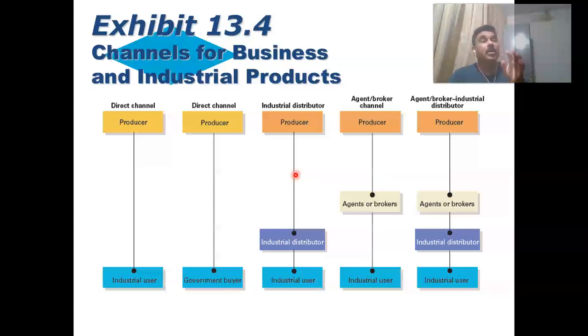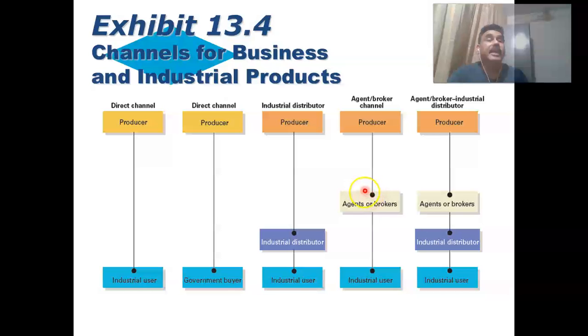Like if you have heard about machines like the JCB excavator, that machine is used for industrial purposes only. That machine is not directly sold to the purchasers or industrial users. First it is sold to the industrial distributors, and these distributors are responsible for selling that particular machine to the industrial users, right?